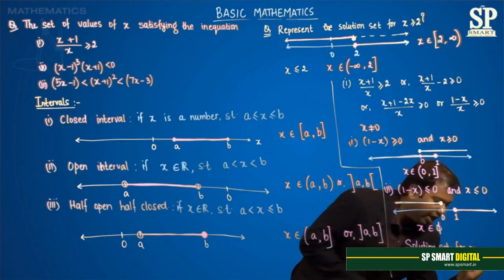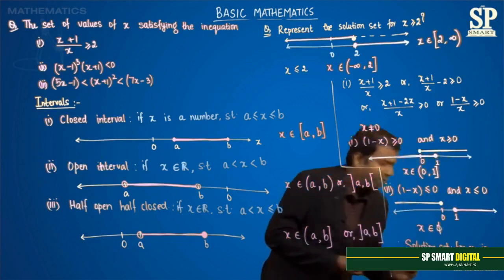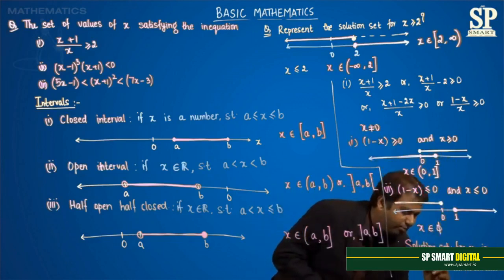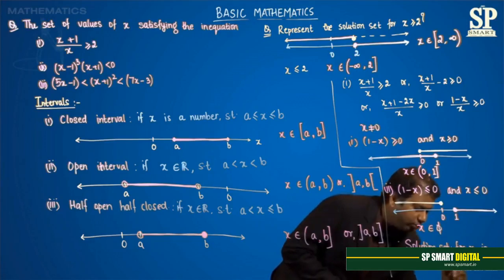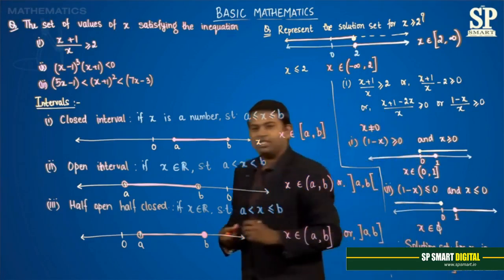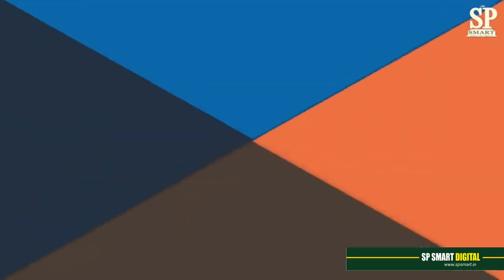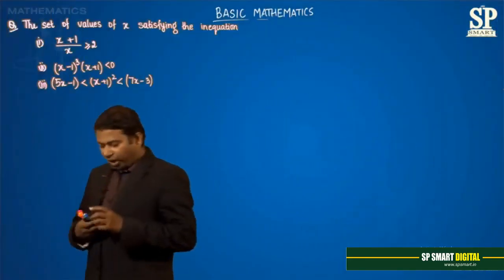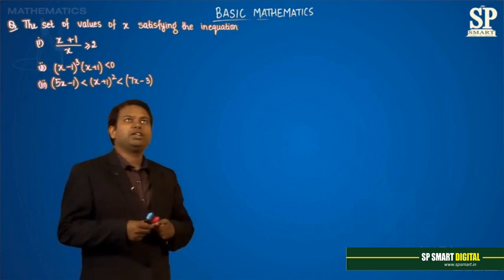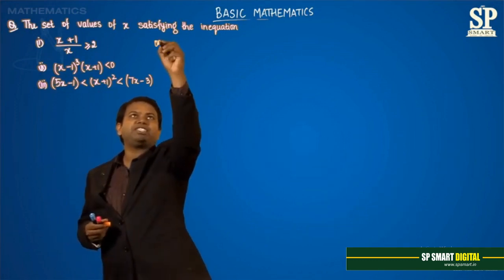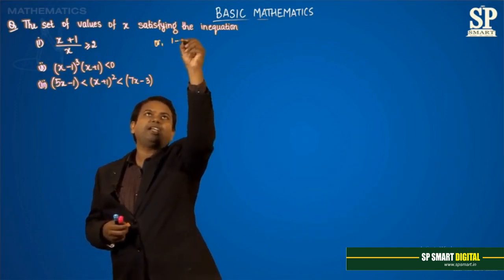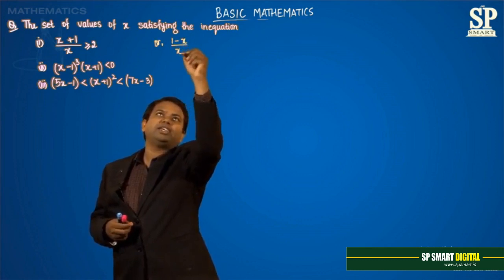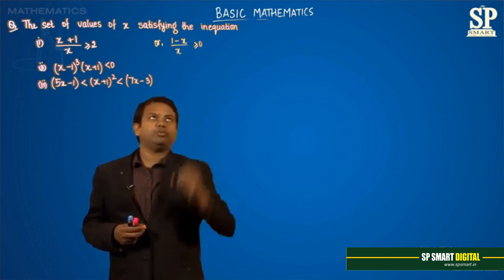for x is x belonging to the open interval 0, closed interval 1. So this is the answer to the first question. So on solving the first question, we found that we get an expression like 1 minus x upon x is greater than or equal to 0.